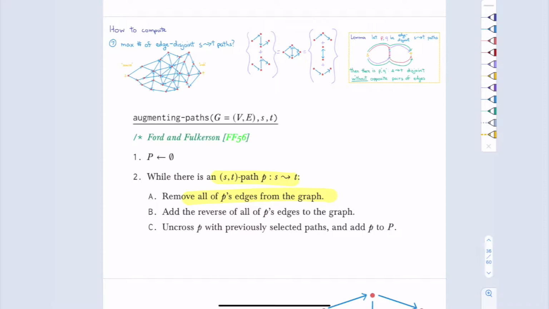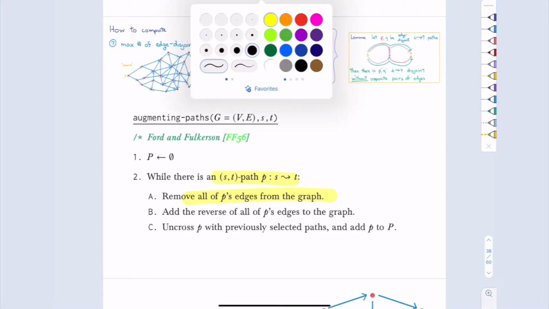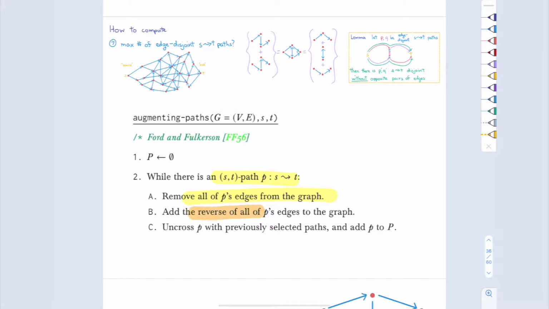But now, I'm going to take that path and add back all of the reversed edges. Because I know that even if a subsequent path took it, I'll be able to deal with it. We'll formalize this. I actually know that the opposite edges are now safe because I can uncross them later. So this is the key step: we're going to add the reverse of all the edges we've taken to the graph. I have some pictures coming up.